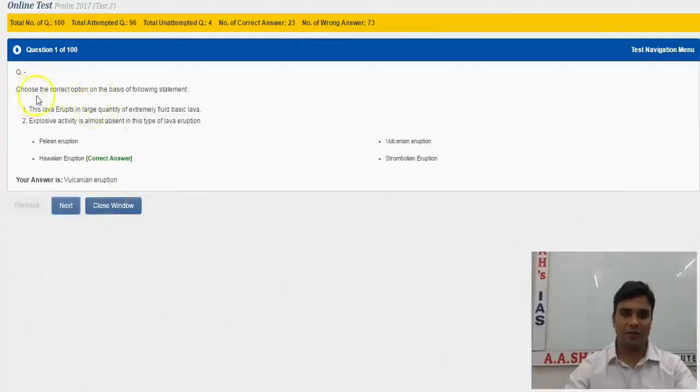The first question here is: choose the correct option on the basis of the following statement. This lava erupts in large quantity of extremely fluid basic lava. Explosive activity is almost absent in this type of lava eruption. So your answer should be Hawaiian eruption. It's one of the most explosive activities that the world has witnessed. And if you've gone through your coaching material very correctly, you would be in the knowledge of this.